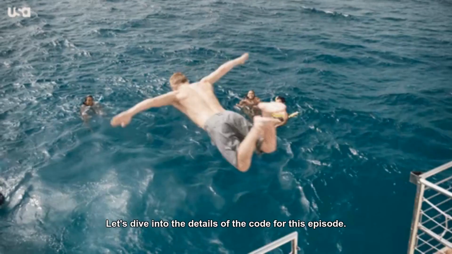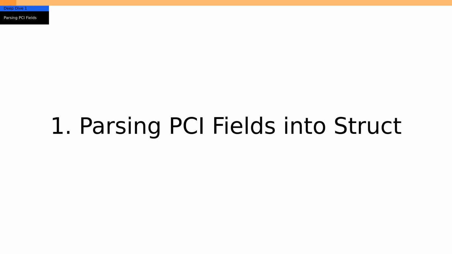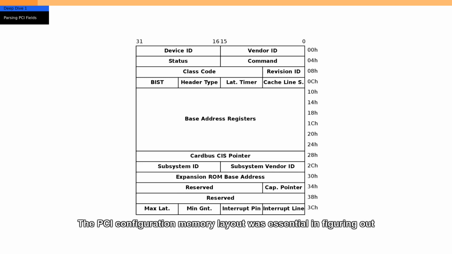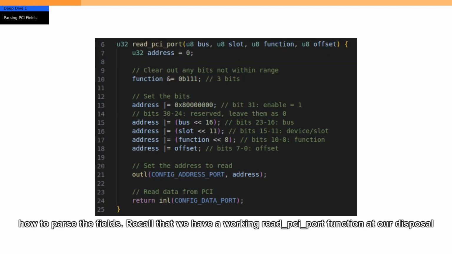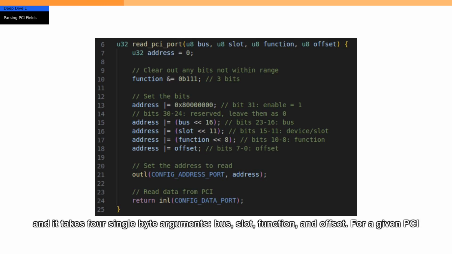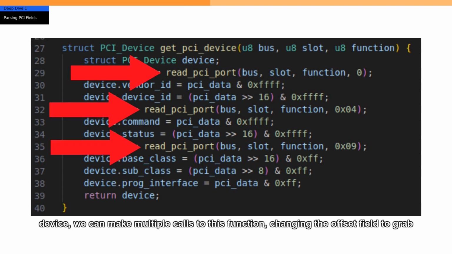Deep dives. Let's dive into the details of the code for this episode. Parsing PCI fields into struct. The PCI configuration memory layout was essential in figuring out how to parse the fields. Recall that we have a working read PCI port function at our disposal, and it takes 4 single-byte arguments: bus, slot, function, and offset. For a given PCI device, we can make multiple calls to this function, changing the offset field to grab the variables that we want out of the structure above.